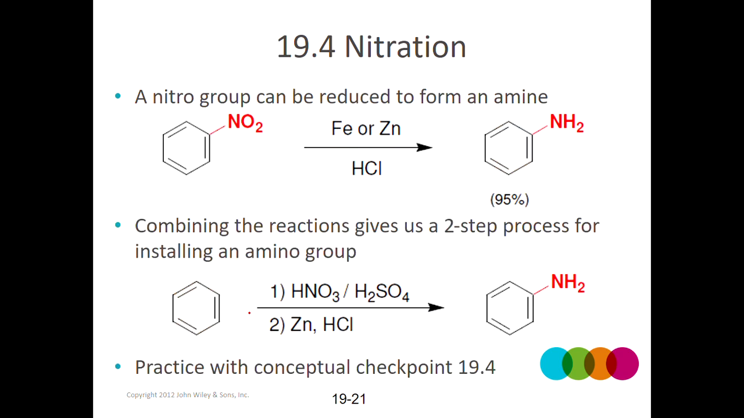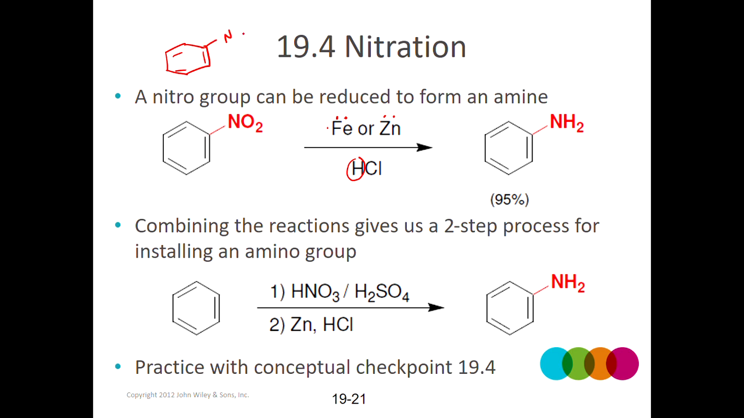Once you do that, the nitro group can be reduced to an amine. So all we need here is a metal that has electrons it's willing to donate, and iron and zinc are both good options, and an acid to donate a proton. So the mechanism here we're not going to go through, but I want to give you at least a general idea of what's involved in that mechanism.